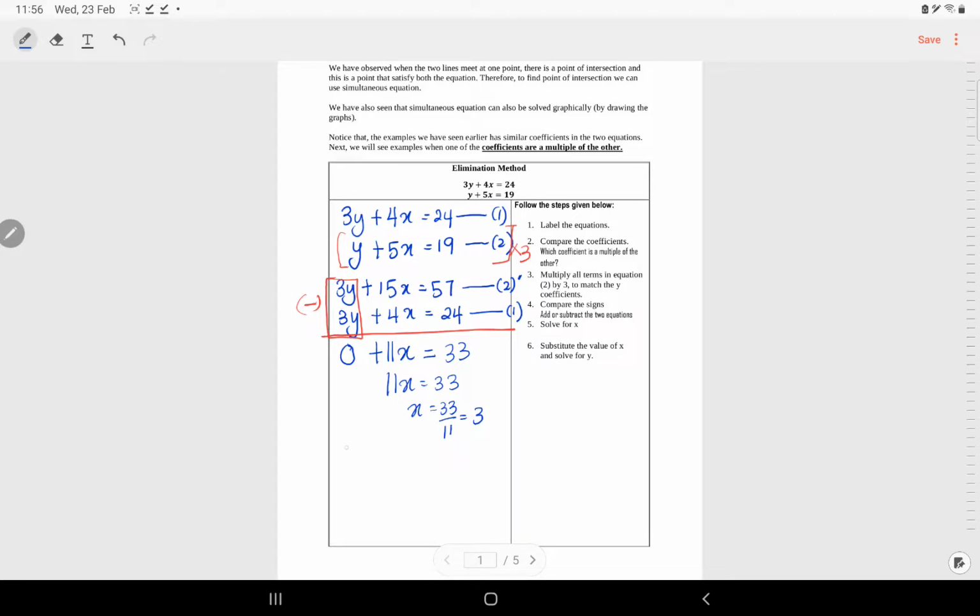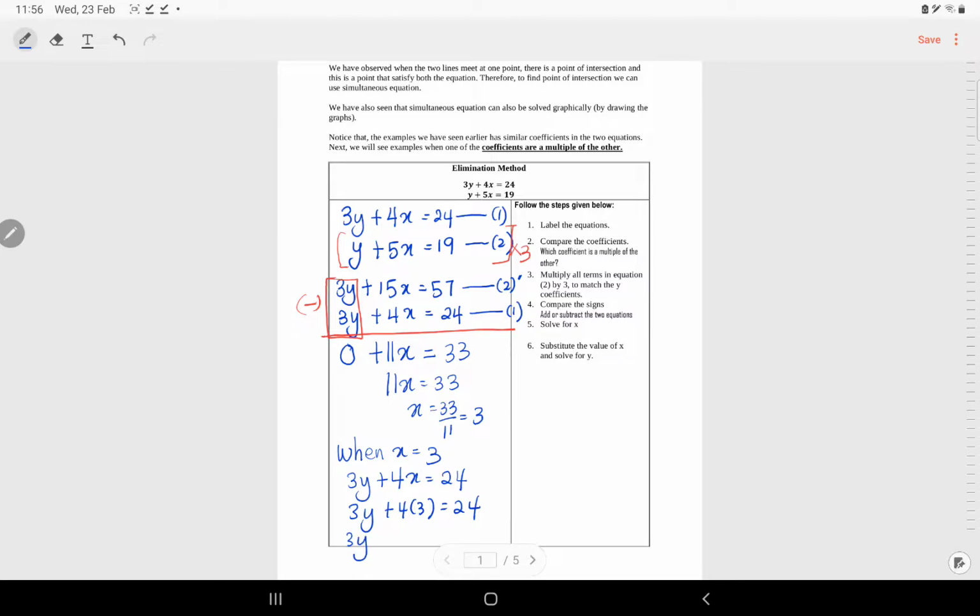Once you've got this, I think you know what to do from now. When x equals 3, you substitute it into one of the equations. Let me pick 3y plus 4x equals 24. Substitute x in here to solve for y.